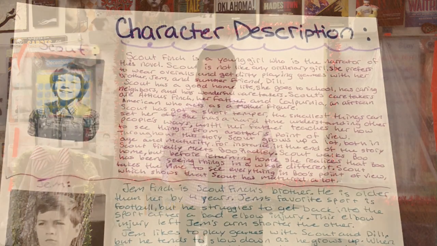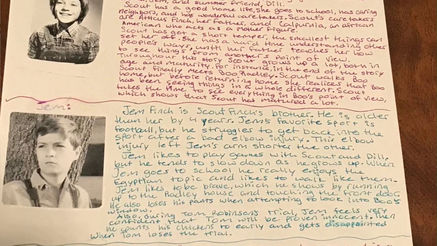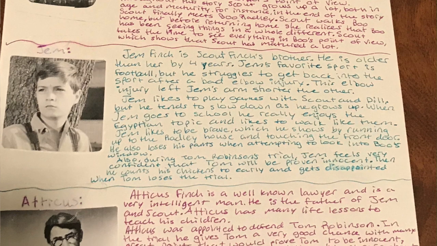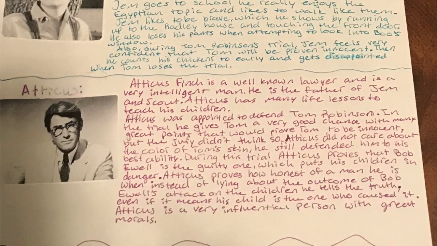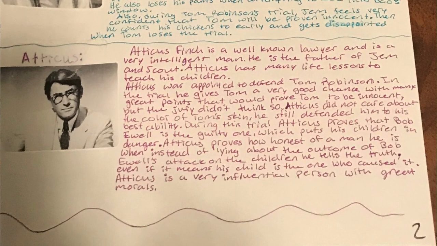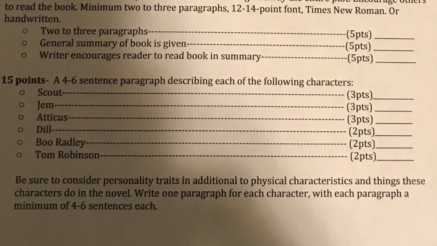Write one paragraph for each character, with each paragraph a minimum of 4 to 6 sentences each. It often helps, like you see in this example, to include a picture of that character with your description of him or her. Now, if you're in one of my honors classes, blocks 2 or 12, you're going to do 6 different characters with a 4 to 6 sentence paragraph describing each of those. You're doing Scout, Jem, Atticus, Dill, Boo Radley, and Tom Robinson. So again, you're writing one 4 to 6 sentence paragraph for each of those 6 characters if you're in an honors class.